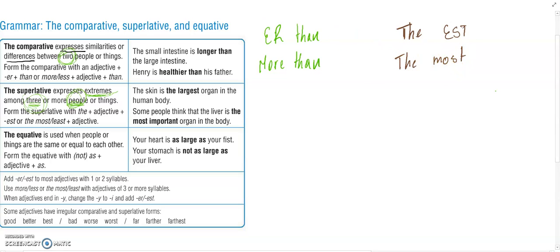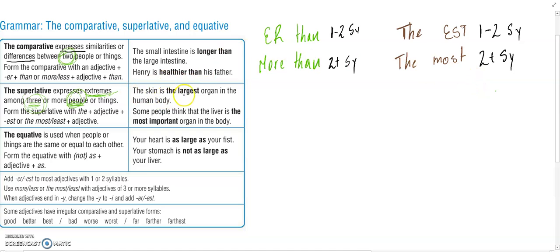Okay, so let's remember. This was 1 or 2 syllables, and this was 2 or more syllables, right? And in the superlative it is exactly the same. So we have 1 or 2 syllables, and we have 2 or more syllables, right? Good. So in that sense, let's see our first example here in the book.